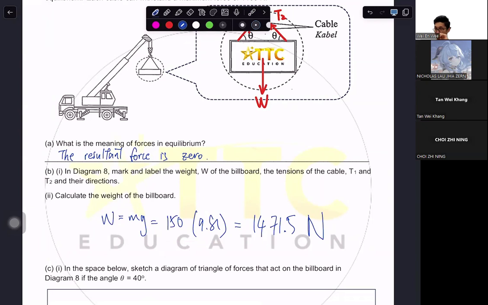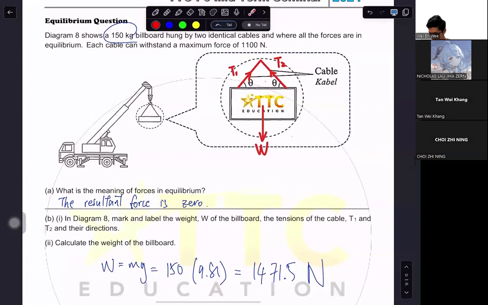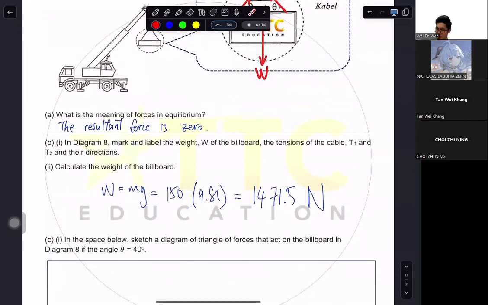Don't forget, weight is actually a force. That's why we can do all these calculations, because we know weight is a force, and we know the forces must balance each other. That's why we can do questions like this.